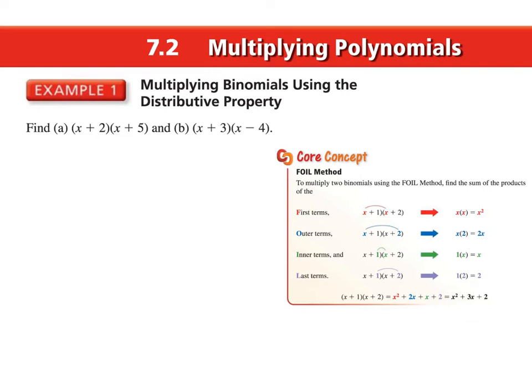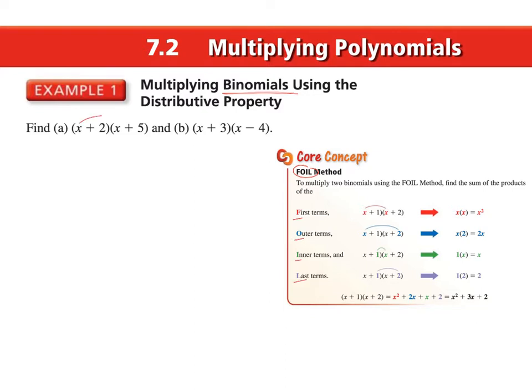All right, starting lesson 7.2, multiplying polynomials. And for example 1, we're just multiplying two binomials. And when we do that, there's a particular method that we use. It's called the FOIL method. All right, and F stands for first, O for outer, I for inner, L for last.